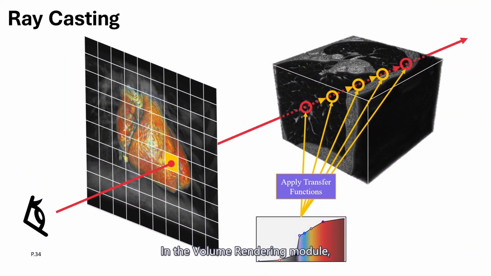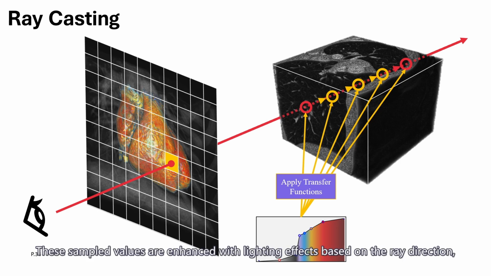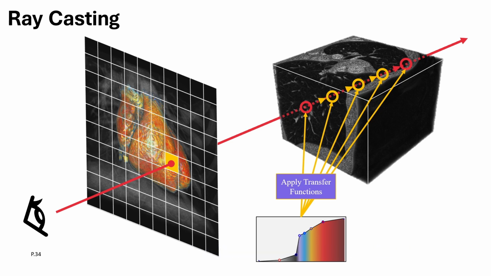In the volume rendering module, this study uses raycasting, a method of volume rendering, to perform the rendering. On the left are the camera and the image screen, where each pixel emits a ray that passes through the 3D volume data. The rays sample points along their paths inside the volume, which are then converted into colors and opacity using transfer functions. These sampled values are enhanced with lighting effects based on the ray direction, and finally accumulated from front to back to determine the final color of each pixel in the rendered image on the left.